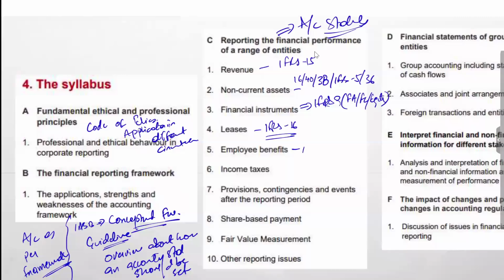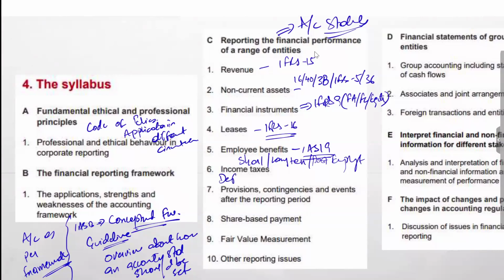Then we have IAS 19, which is employee benefits. IAS 19 would also be an area where we focus on how employee benefits should be accounted for and incorporated, including different types of benefits like short-term benefits, long-term benefits, and post-employment benefits. How exactly the accounting should be done for all of these.